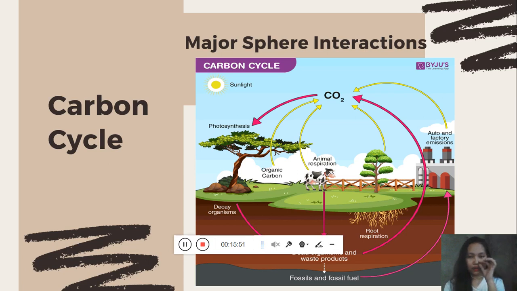There are two major spheres involved in the carbon cycle. When animals breathe, they release carbon dioxide to the atmosphere, which is an example of life interacting with the atmosphere, so the biosphere and the atmosphere. The next one is when plants trap carbon dioxide from the atmosphere through photosynthesis. That is another interaction between the atmosphere and the biosphere. And lastly, when plants and animals decay, they become part of the soil and therefore part of the geosphere.